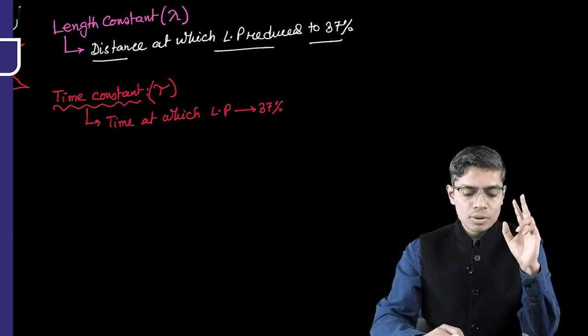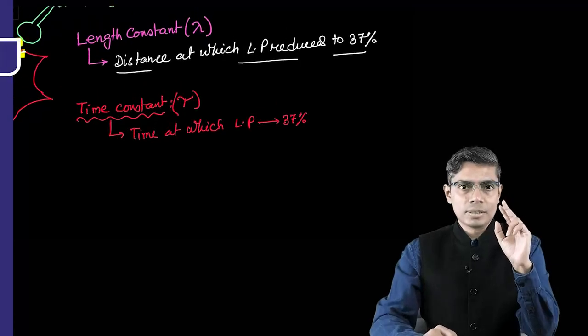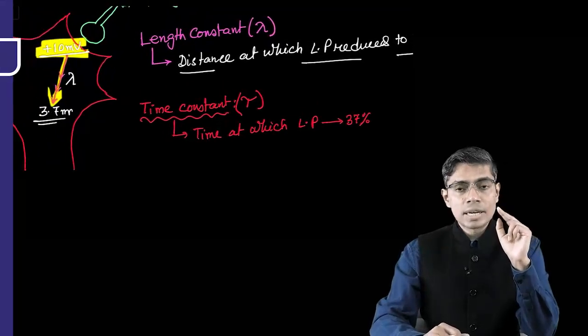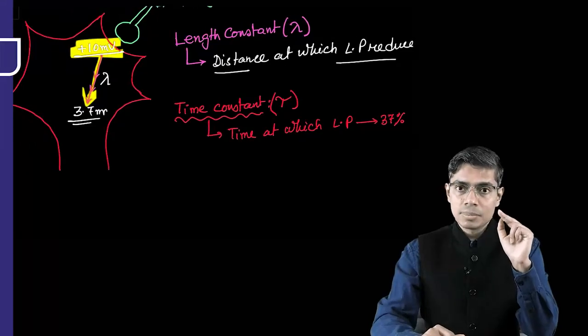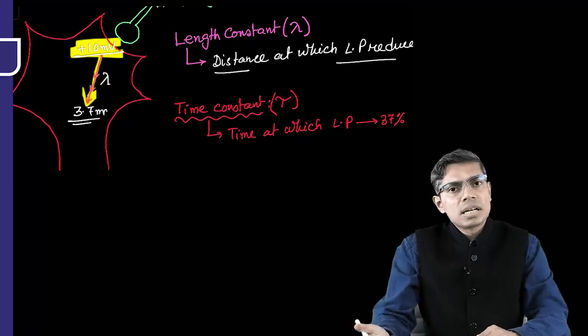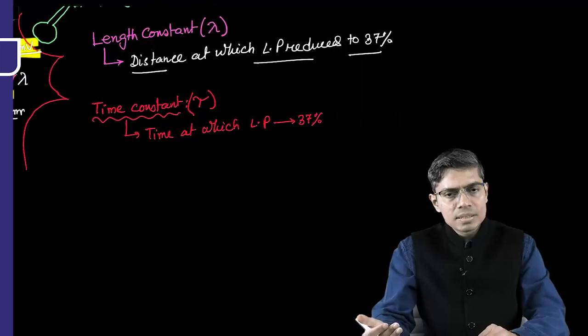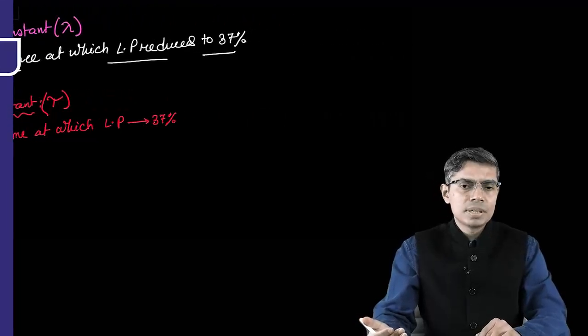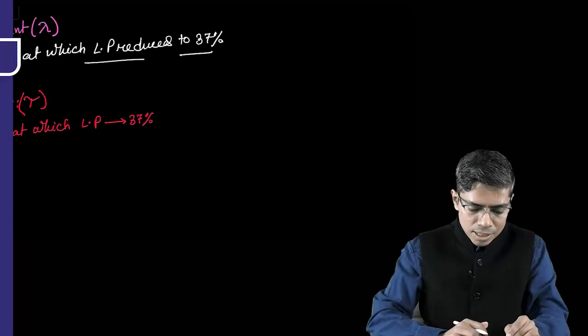So these two concepts are very important. It is also given in GNOME, so at any point of time a question may be given from here. So now what I will do with the concept of this length constant or time constant. If you want to understand summation, these two concepts are very essential. Why? Now look at this diagram.